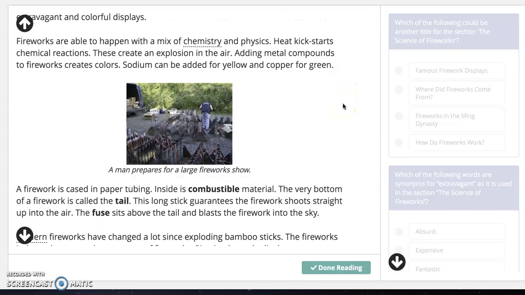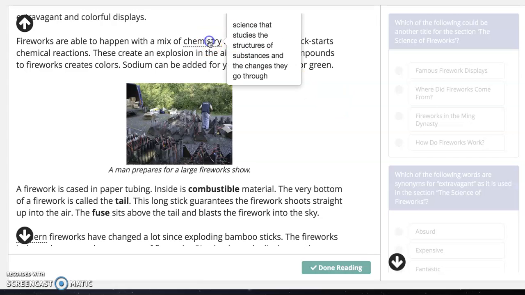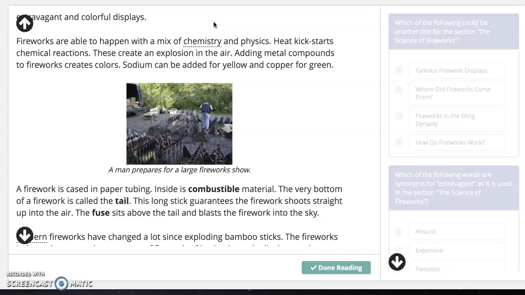Fireworks are able to happen with a mix of chemistry and physics. So when I say chemistry, it's just a type of science where you look at different substances and how they interact with each other. Heat kickstarts chemical reactions. So a lot of times heat is going to help things explode and go pshoo and all that. These create an explosion in the air.